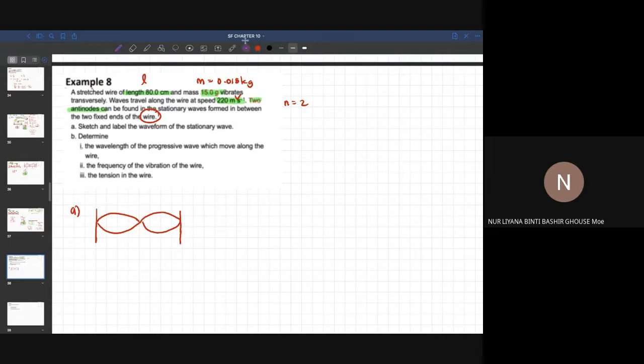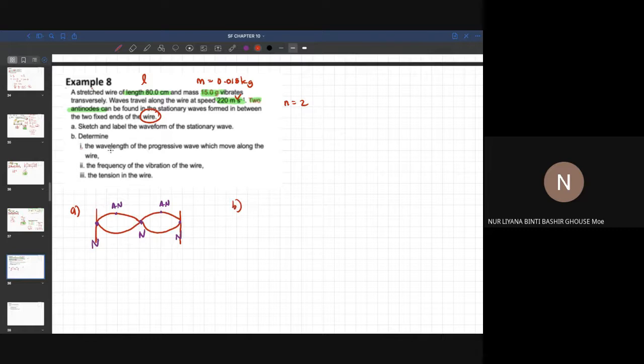Then I want you to label as well, because it says sketch and label. This one is a knot, this one is our anti-knot. This one is a knot, this one is an anti-knot, and this one is our knot. Okay, we are done with A. Next we try B.